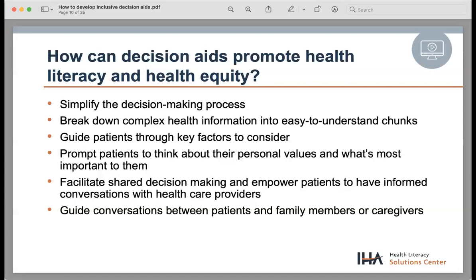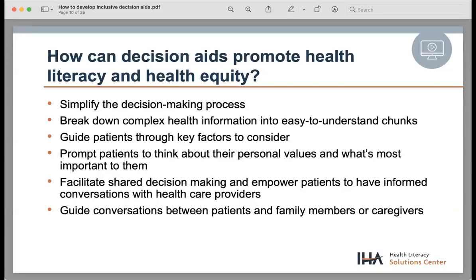The next decision aids also facilitate shared decision-making, and they empower patients to have informed conversations with their healthcare providers, because patients can come in aware of their options and really ask those detailed questions and advocate for what they need. And finally, decision aids can also guide conversations between patients and their family members or caregivers.